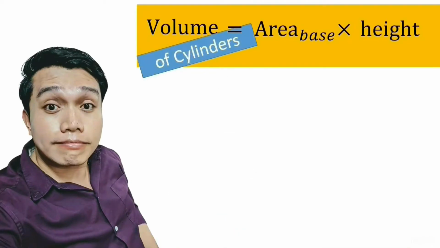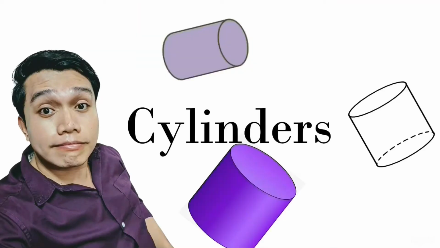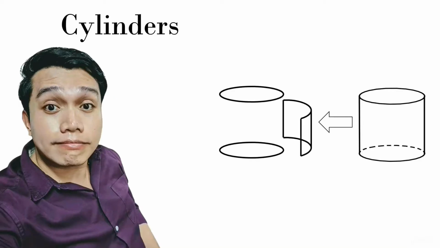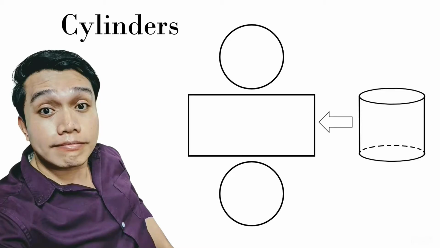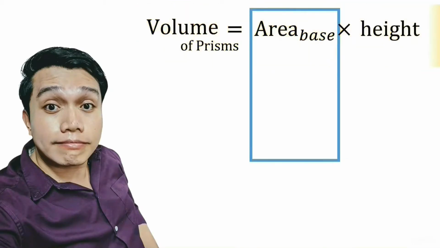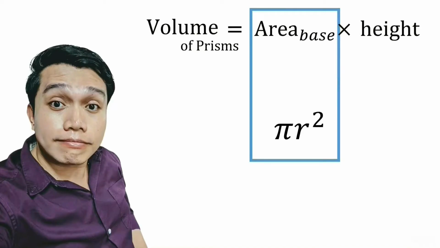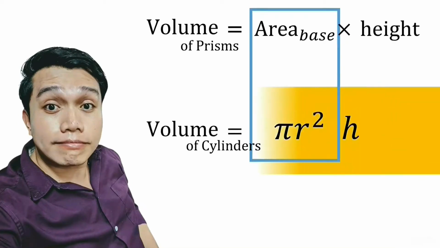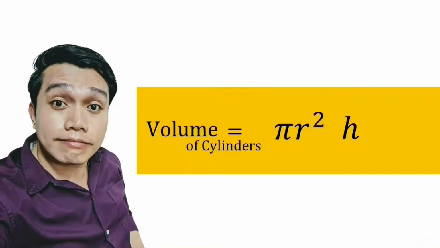This formula surprisingly works with cylinders too. You see, cylinders are special kinds of prisms wherein two bases are identical and parallel to one another, and a curved parallelogram surrounding the bases. Only that cylinders have circular bases. Since cylinders are similar to prisms or prisms themselves, then we can apply the same formula on finding the volume. So volume equals area times height. The area of the circle is pi r squared, or pi times the square of the radius. Hence, the volume of cylinders is pi r squared h, or pi times the square of the radius times the height.